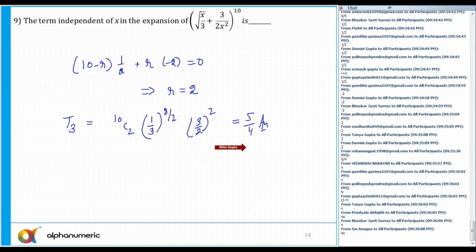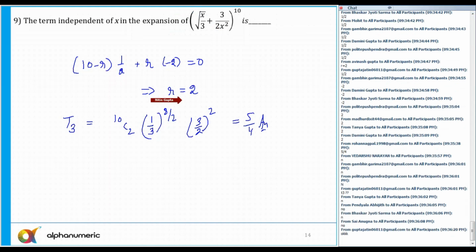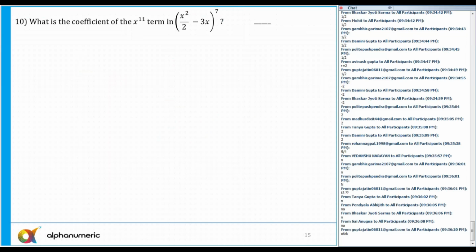T3. Now, if r is equal to 2, what is the term? That is T 2 plus 1. It is always the (r plus 1)th term. So it means I need to find T3, that is the third term. Clear now? All right. Try this. Question number 10.